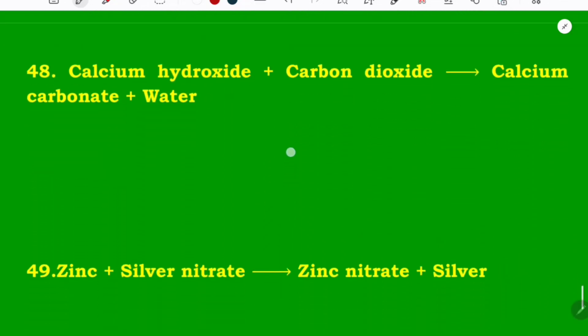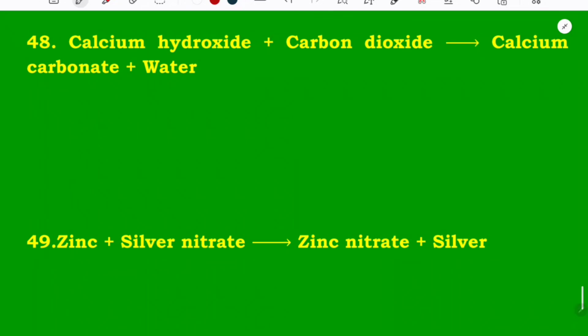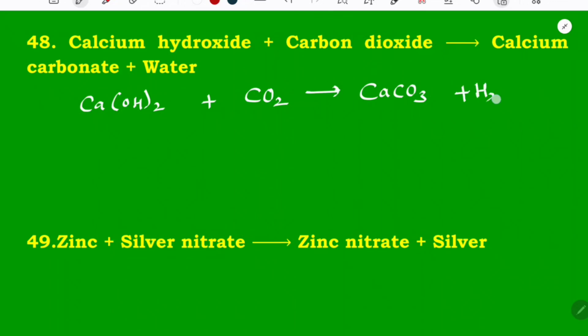Next. So now they have given some equations. They have given word equations. Convert word equations to skeletal equations, then you can balance. So when we are solving these questions, we should know the formulas of these compounds. So calcium hydroxide Ca(OH)2 plus carbon dioxide CO2 gives rise to calcium carbonate CaCO3, then water H2O.